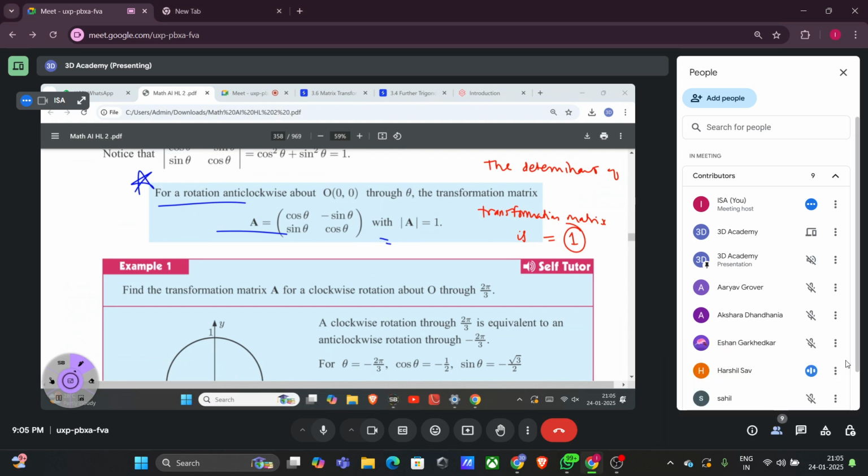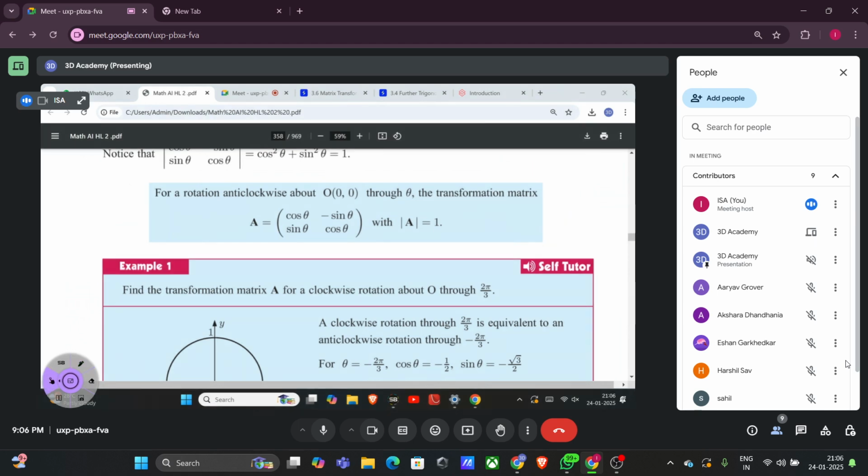So are we going to do enlargement about a center other than the origin? Other than the origin is not in our syllabus right now, but once we are done with the concepts, I will give you an idea of how to solve them. Okay. Harshil? Yes sir. Okay, let's go, I hope you are done with this as well.